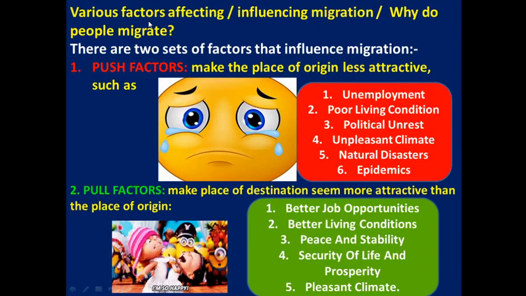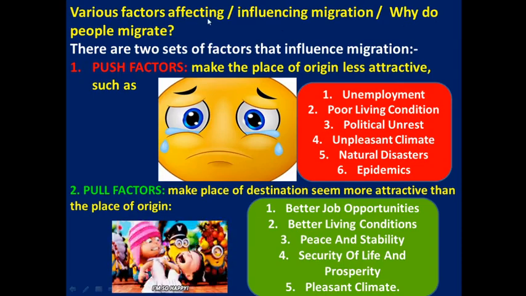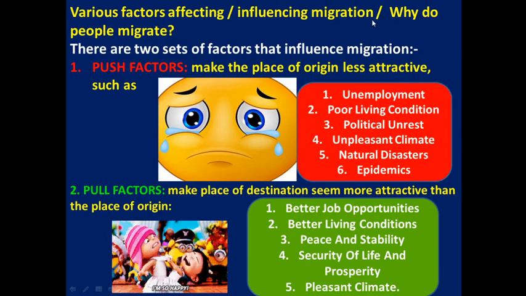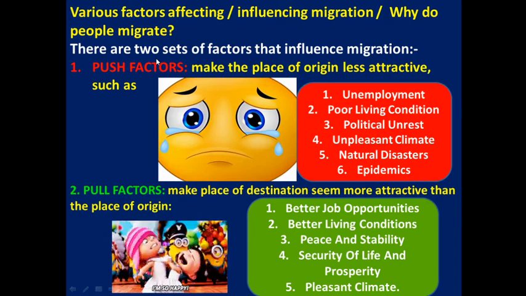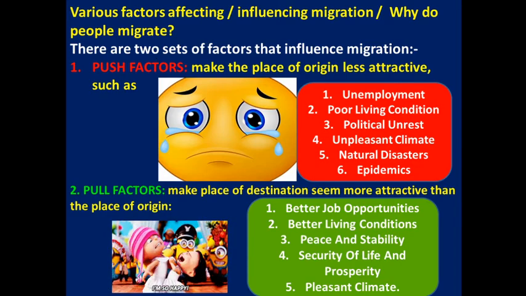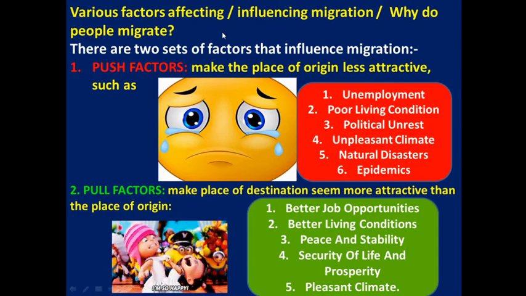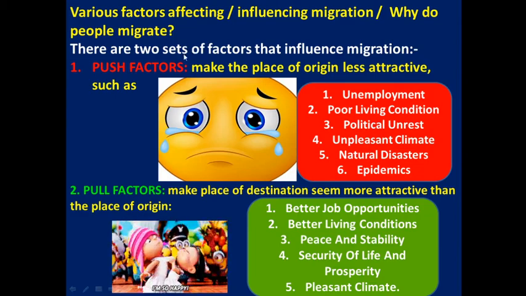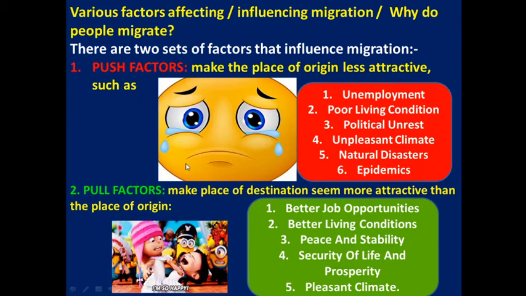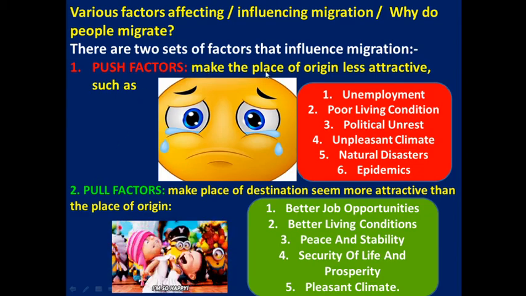What are the various factors affecting or influencing migration, or why do people migrate? There are two main sets of factors that influence migration. Why are people moving from one place to another? They are push and pull factors. Push means it makes the place of origin less attractive.